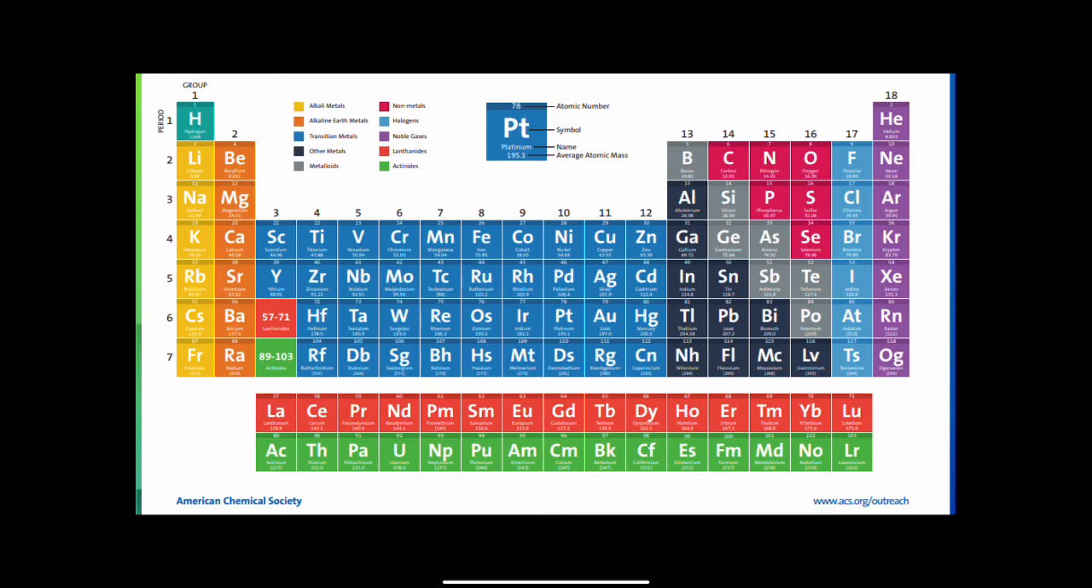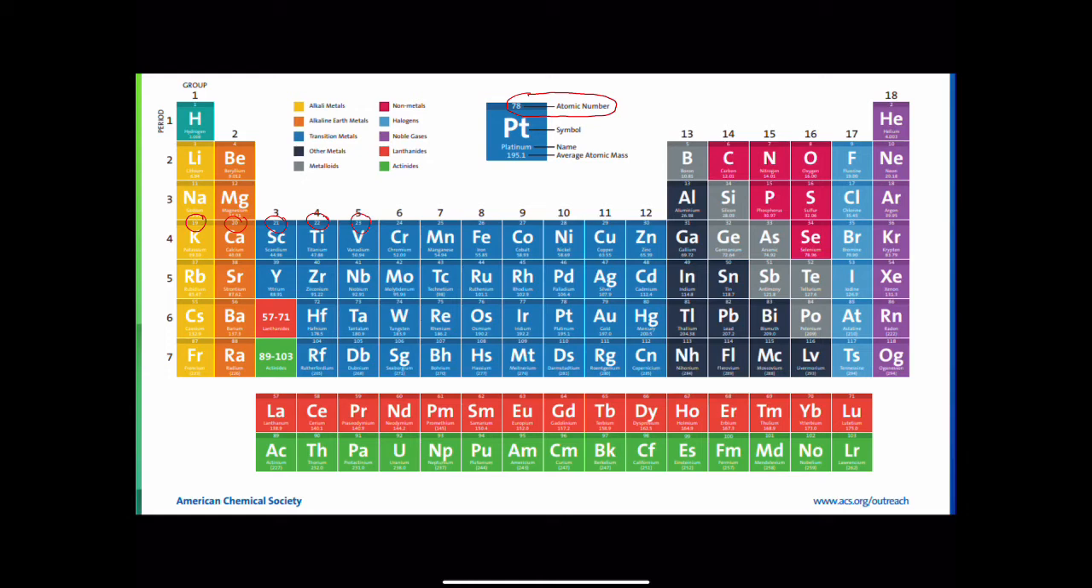So this is a periodic table that was published by the American Chemical Society. And you'll notice at the top with platinum, the key here shows that the atomic number in this version of the periodic table is listed at the top. If you look at the other elements on the periodic table and you go from left to right, so starting with potassium, 19, 20, 21, 22, 23, you'll notice that the periodic table is organized based on increasing atomic number.